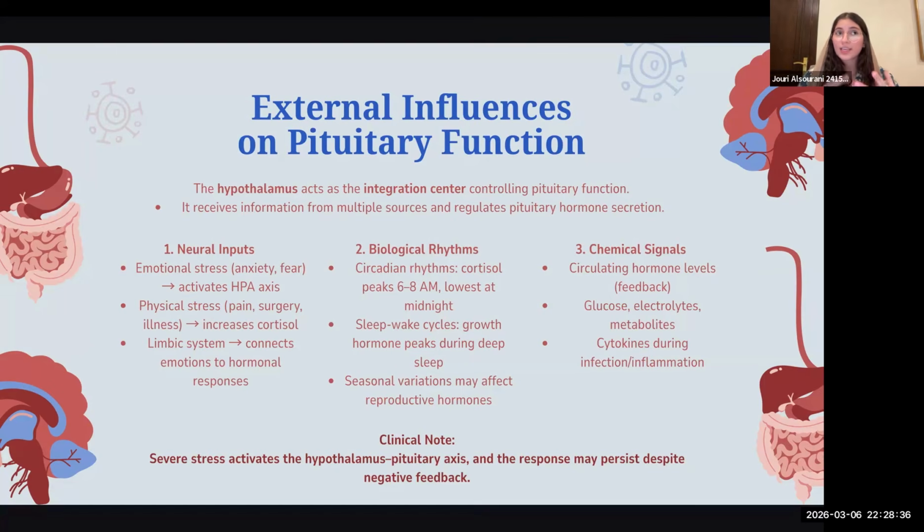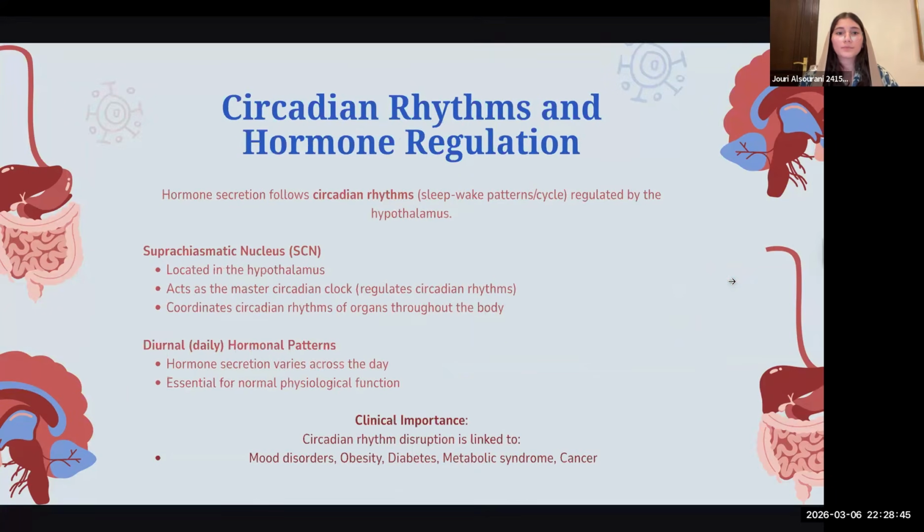So even if there's a negative feedback, the severe stress is going to override that negative feedback, and the hypothalamus is going to keep signaling the pituitary to release hormones.